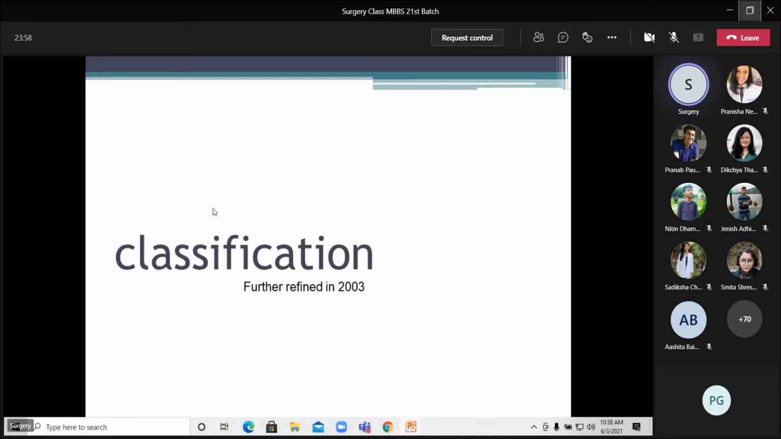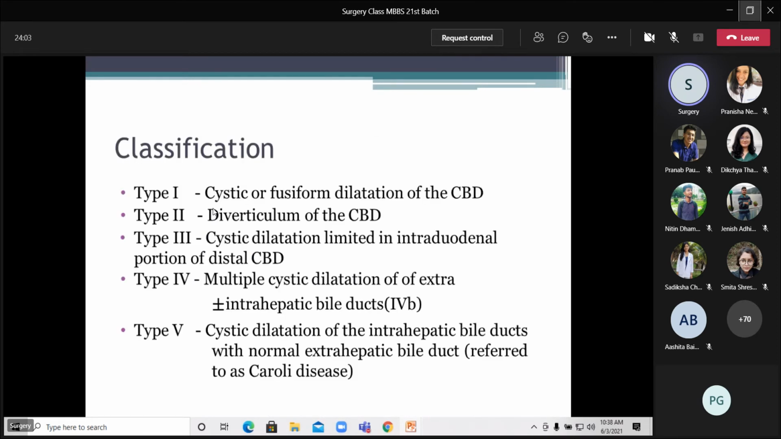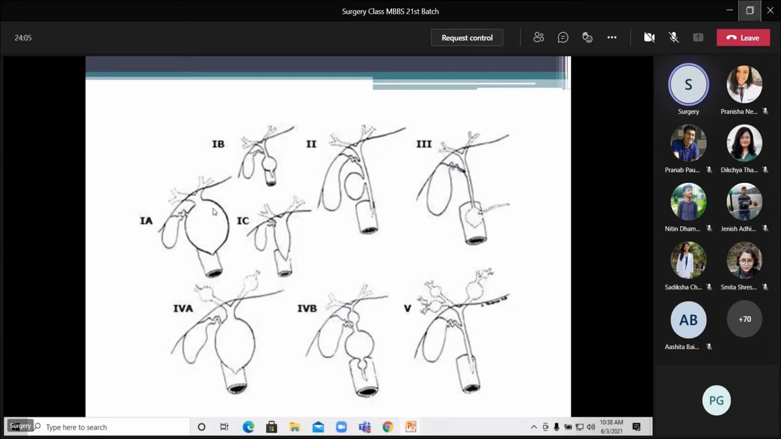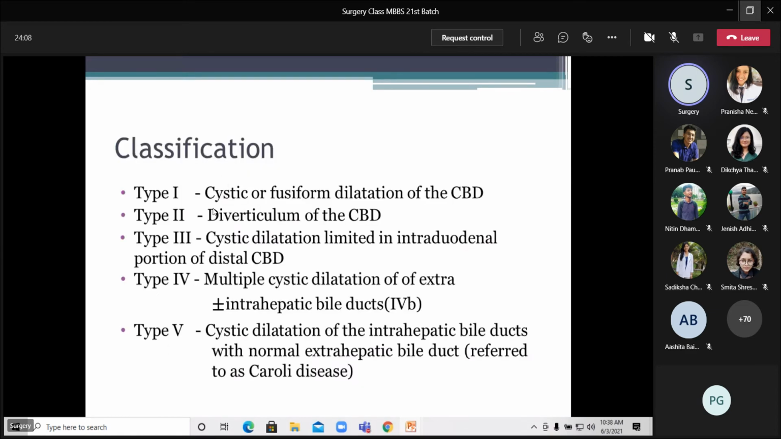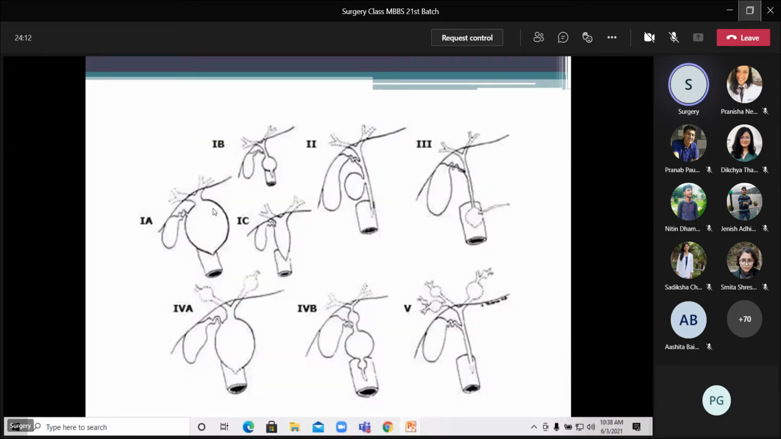Now the classification of the choledochal cyst. I'll show you the picture. Type 1 is cystic or fusiform dilatation of the CBD, and there are three types. In type 1A, there is a fusiform dilatation and the cystic duct opens into the dilated part, and some part of the intrahepatic right and left hepatic ducts is also dilated. So that is type 1A.